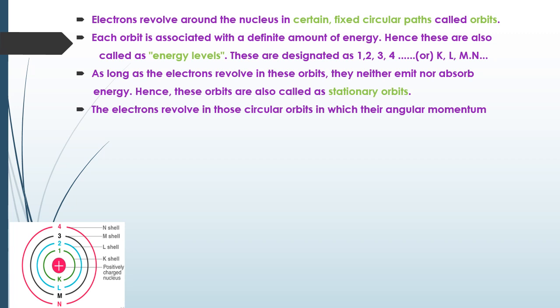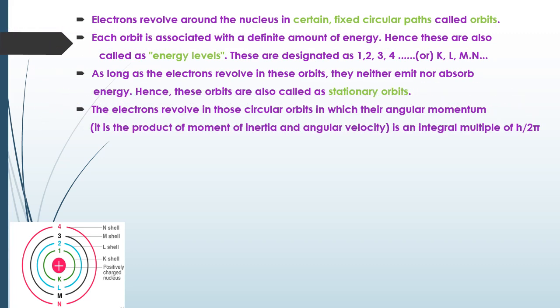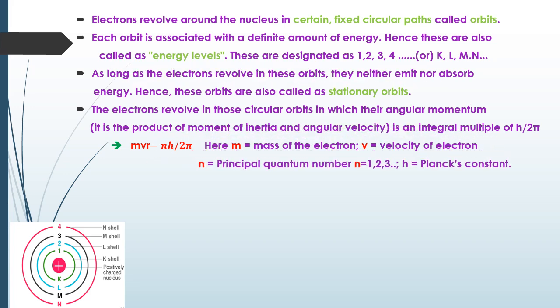While revolving around the nucleus in circular paths, the angular momentum of the electron is an integral multiple of h by 2 pi, that is, mvr equal to n h by 2 pi. Here m equals mass of the electron, v equals velocity of the electron, r equals radius of the orbit, n equals principal quantum number, and h equals Planck constant.